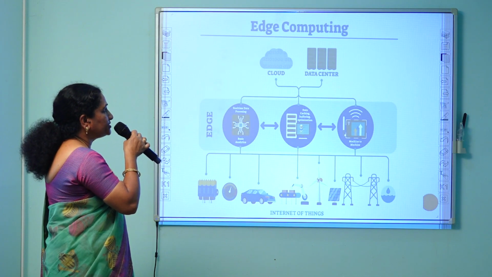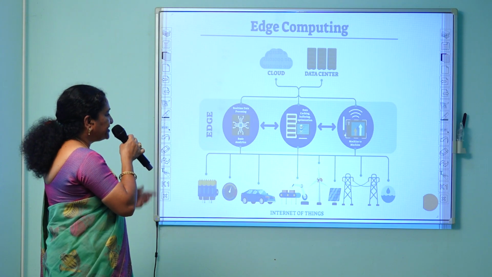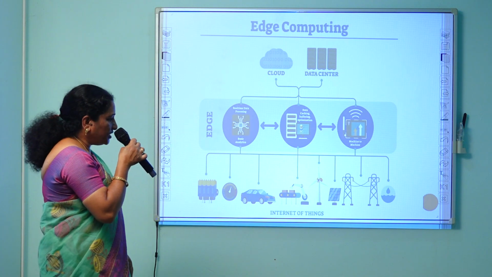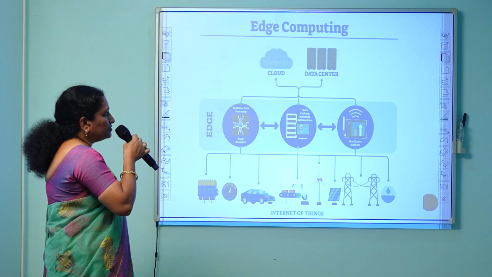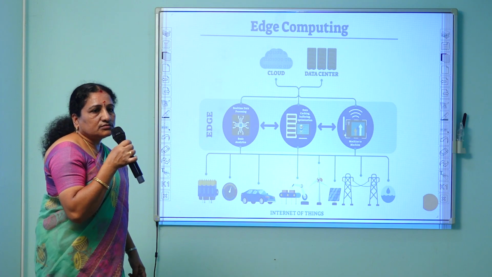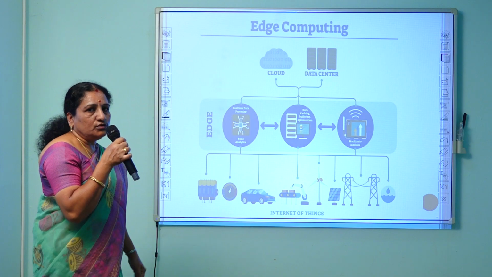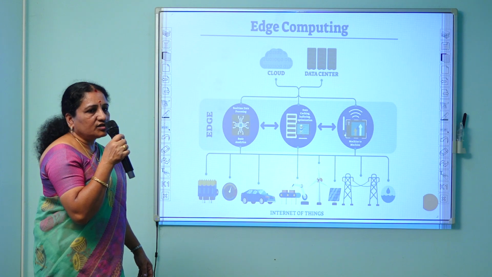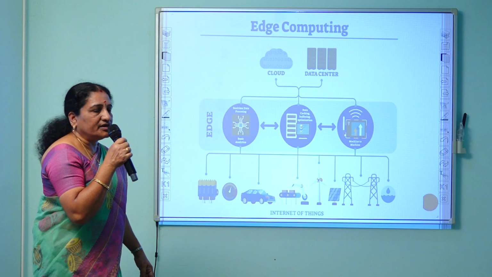So this diagram shows edge computing. Edge computing resides in between the Internet of Things and the cloud. Instead of storing the data generated from the Internet of Things in the cloud, the edge computing can store that data. So the data transfer distance is closer to the place where data is generated, so that automatically the latency will be minimized.